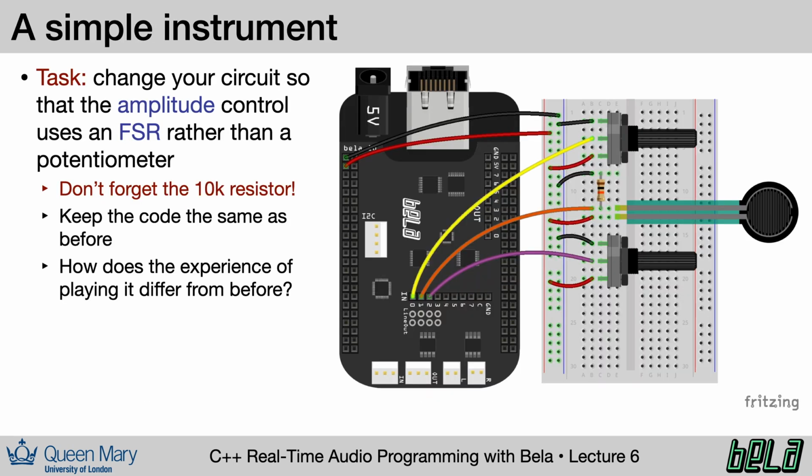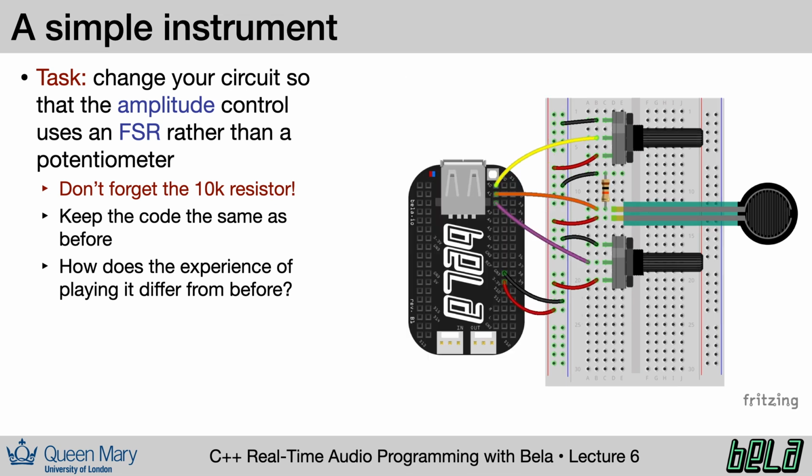Your next task then is to build this particular circuit. You should remove the middle potentiometer from your board and replace it with an FSR and a 10 kilo ohm resistor. Resistors are readable by the colored bands that are on its package. In this case, 10 kilo ohms corresponds to brown, black, orange, and then probably a last band of gold most commonly. What we're doing here is using the amplitude control with the FSR rather than with the potentiometer. Without changing the code at all from before, see how the playing experience differs.